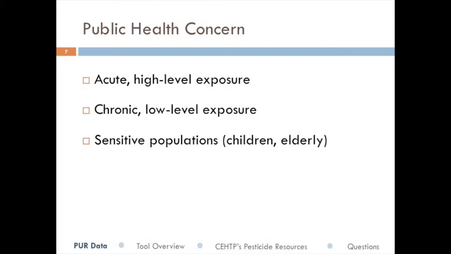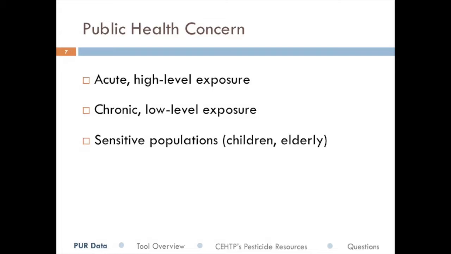Chronic exposure occurs over a longer period of time, often at lower levels that may not result in immediate symptoms. We are learning more and more about the links between exposure to pesticides and a range of poor health outcomes, including birth defects, lower IQ scores, behavior problems, poor lung function, and cancer.